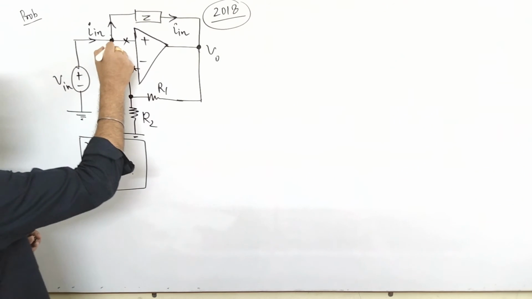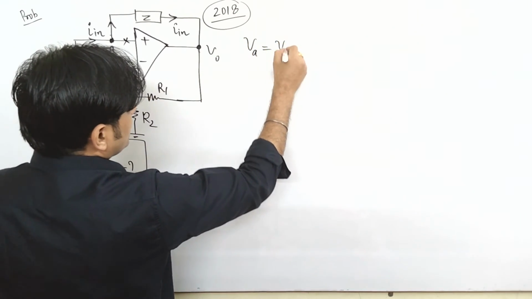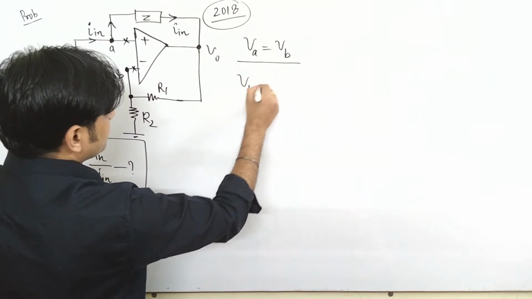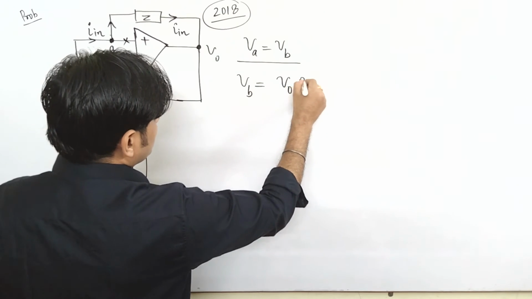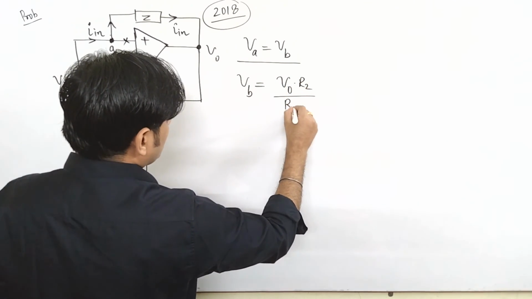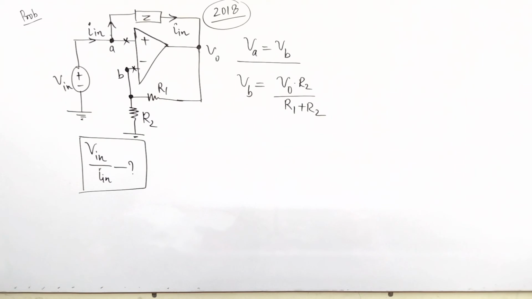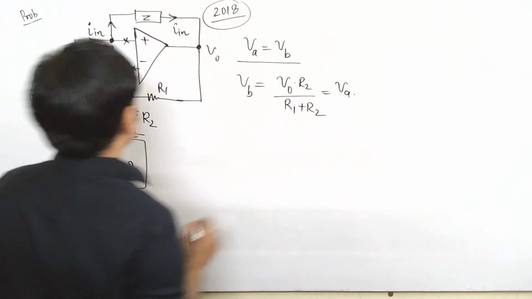So if I say this is A, this is B, as per the concept of virtual ground, VA and VB are equal. So what is the value of VB? The value of VB comes to be how much? It is V0 into R2 upon R1 plus R2. Okay. So this is the value of VB, and which is equal to what? It is also equal to VA.